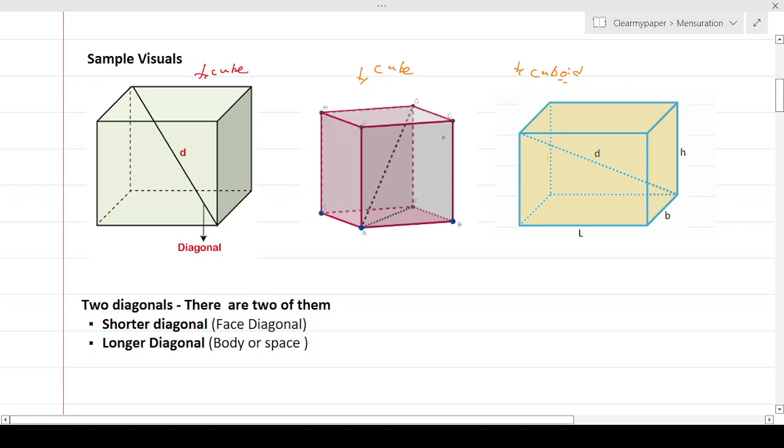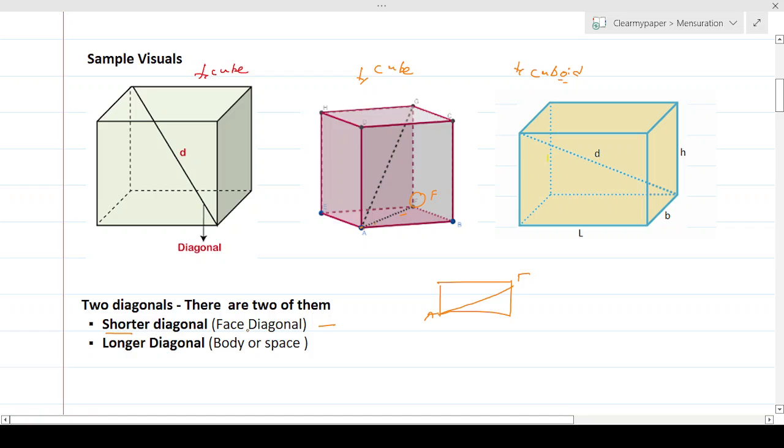If you see these visuals, and we're going to talk about the diagonals, there are potentially two diagonals. One is this diagonal over here, the short diagonal. That means it's joining the same side. It's the diagonal that is joining two points of the same face. So if you see at the bottom, this A and the point behind, I think it's F, it's on the same side. It belongs to the same side. And that's called the shorter diagonal.